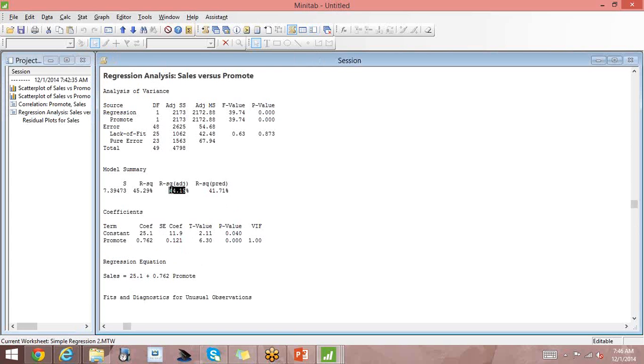There is something called R squared. You always look into adjusted R squared. We will discuss in Master Black Belt why adjusted R squared, but for now, remember that we will look into R squared. It is 44.15%, that is 44.2 approximately. This indicates that 44.15% of the variation in sales is explained by variation in promote, or ad promotion.